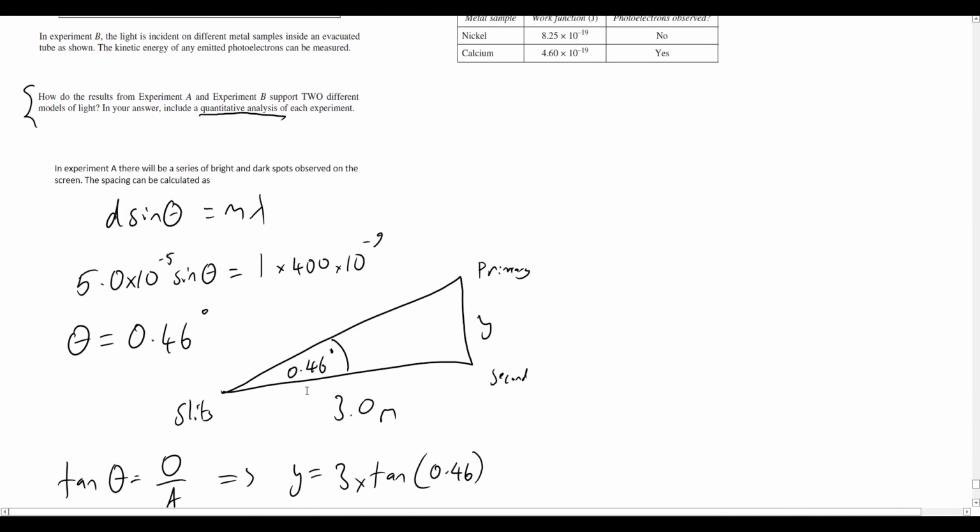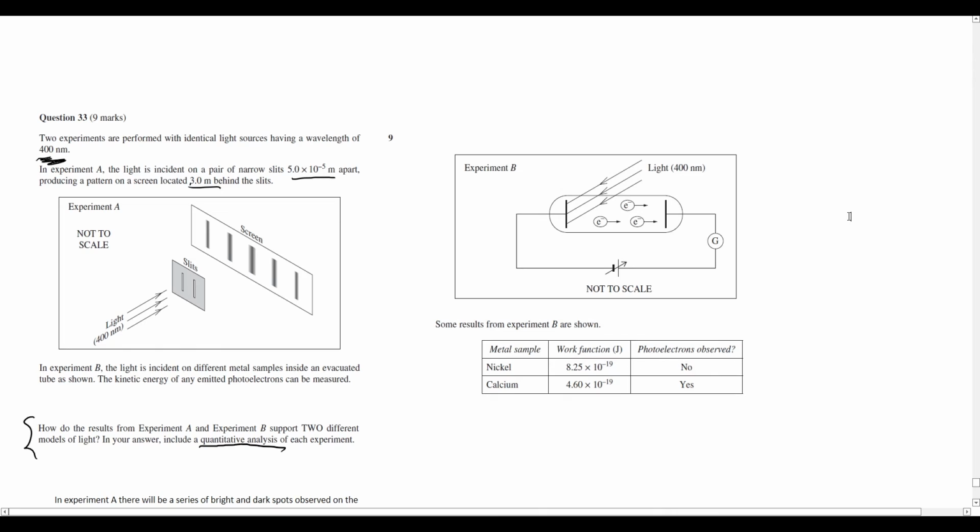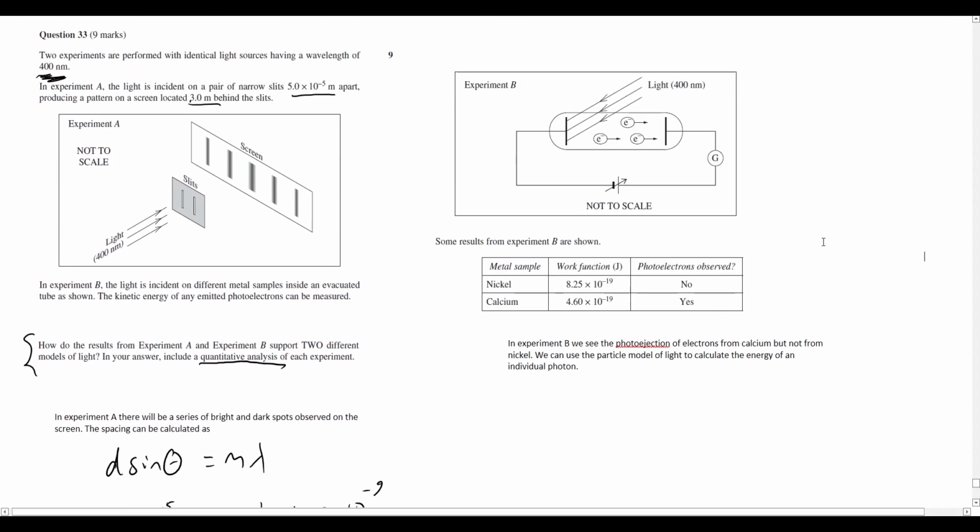Now if we start looking at experiment B, what type of experiment is this? This is just the photoemission of electrons, or photoelectrons. So what do we know about this? Well, we know that in experiment B, we see the photo ejection of electrons from calcium, but not from nickel.